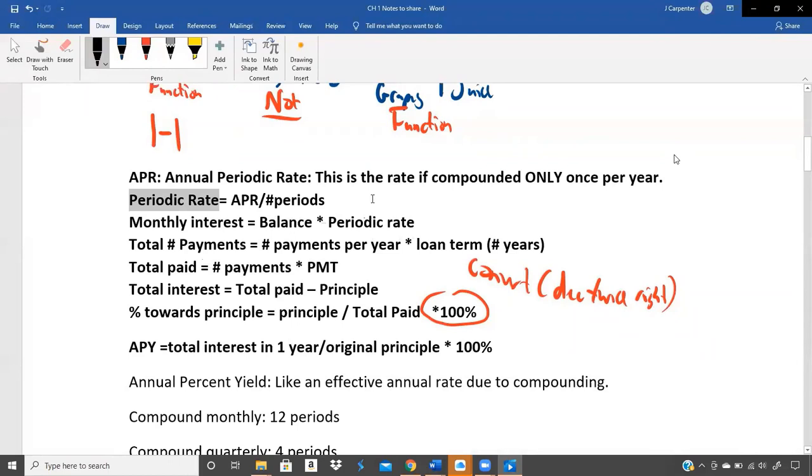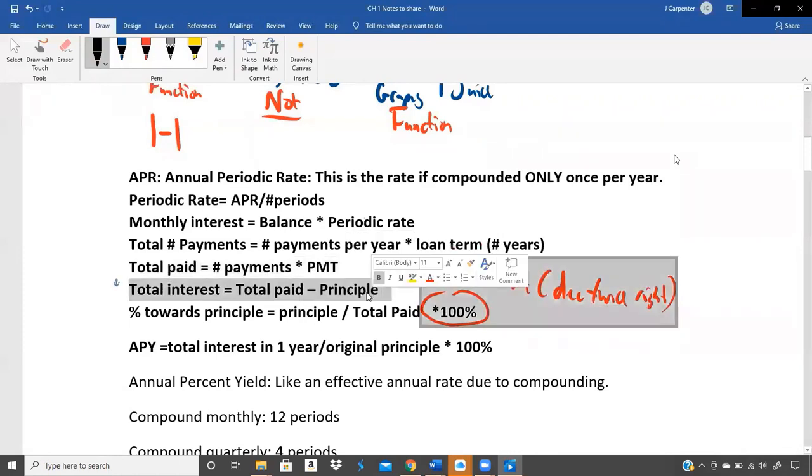How do you find the total number of payments? Number of payments a year times the loan term. How do you find the total paid? Number of payments times the payment. Again, these become very intuitive with practice. How do you find your total interest? You take the difference of your total paid and what you borrowed or lent. Some people will try and go straight to total interest, and they'll take a single payment and subtract the principal. That is wrong, wrong, wrong. It's all the payments together. So you have to make sure you're doing this so that you can then get this.